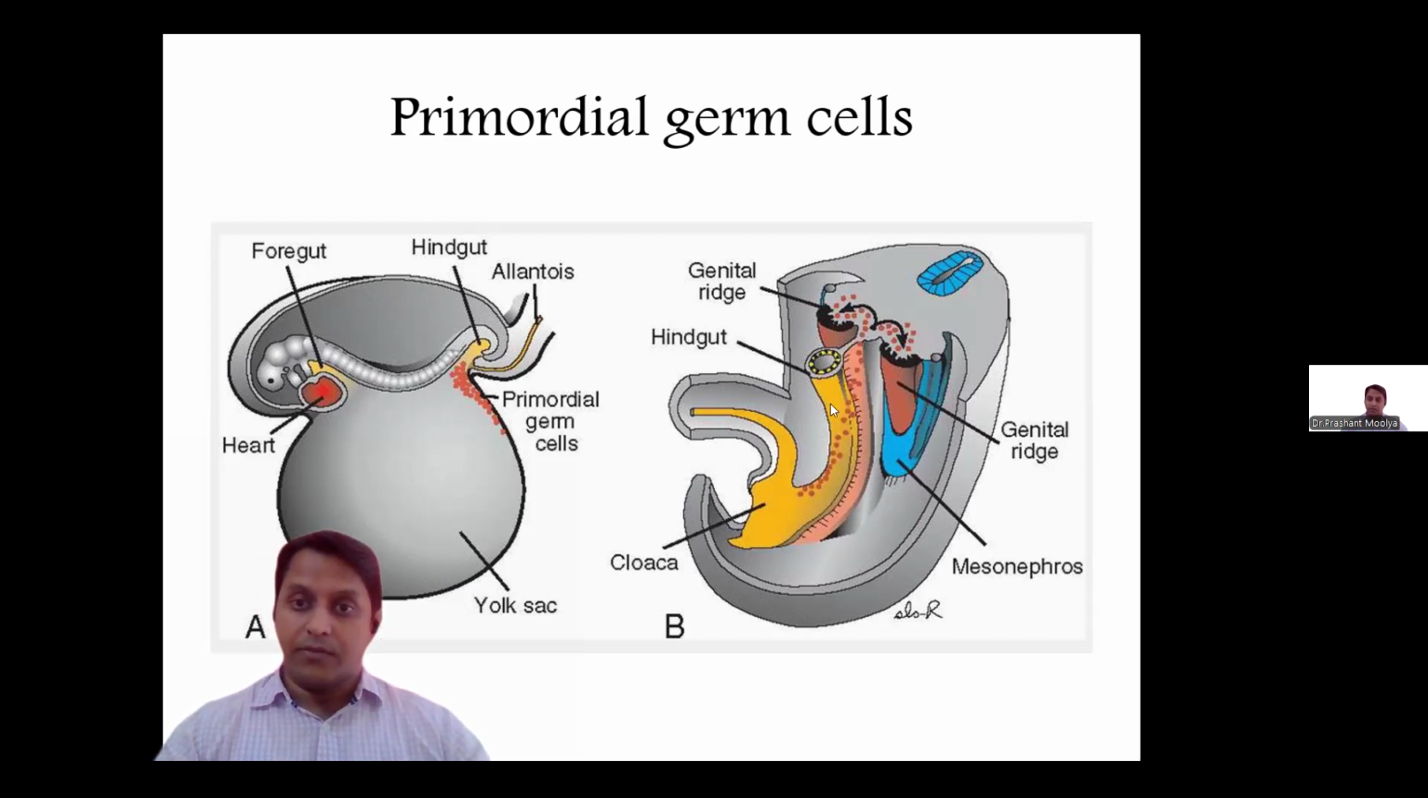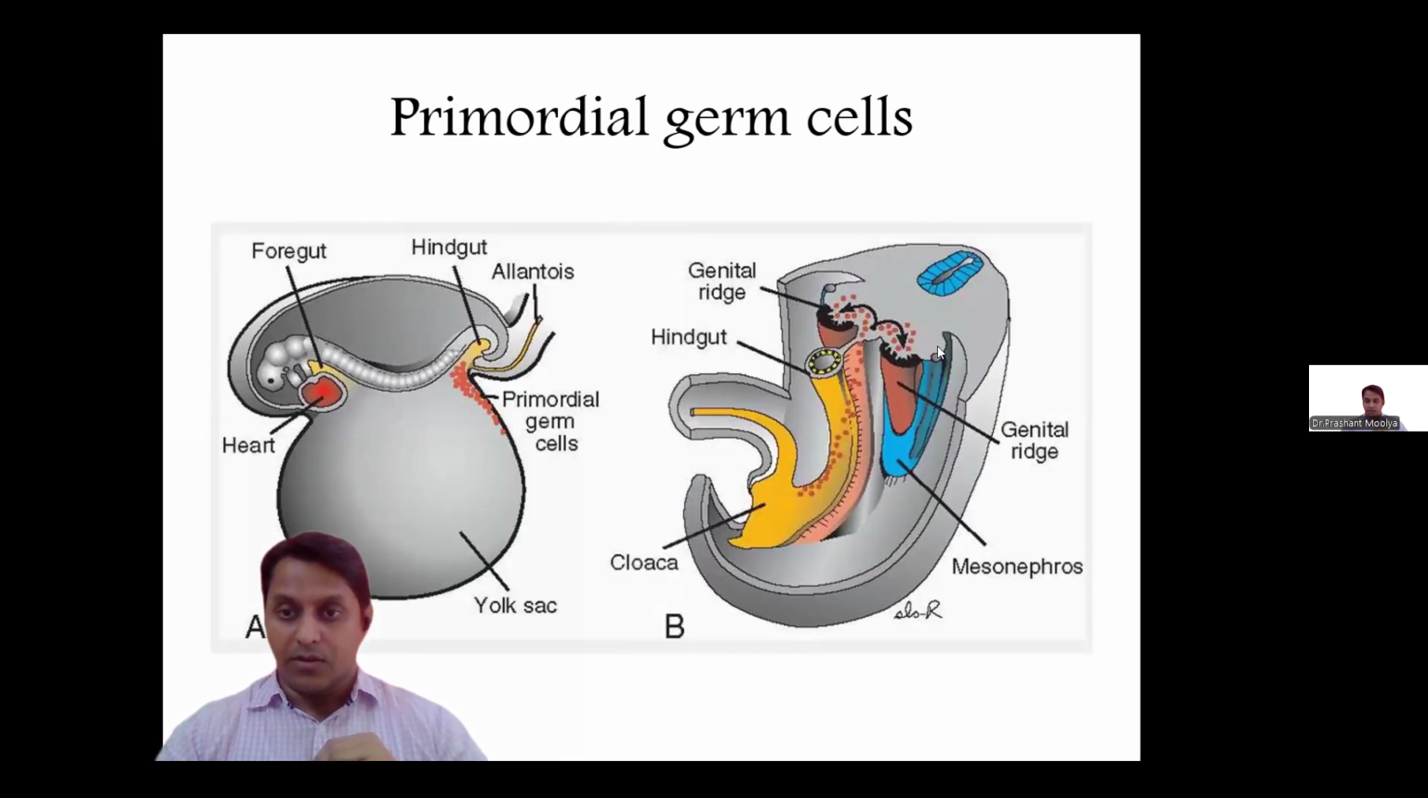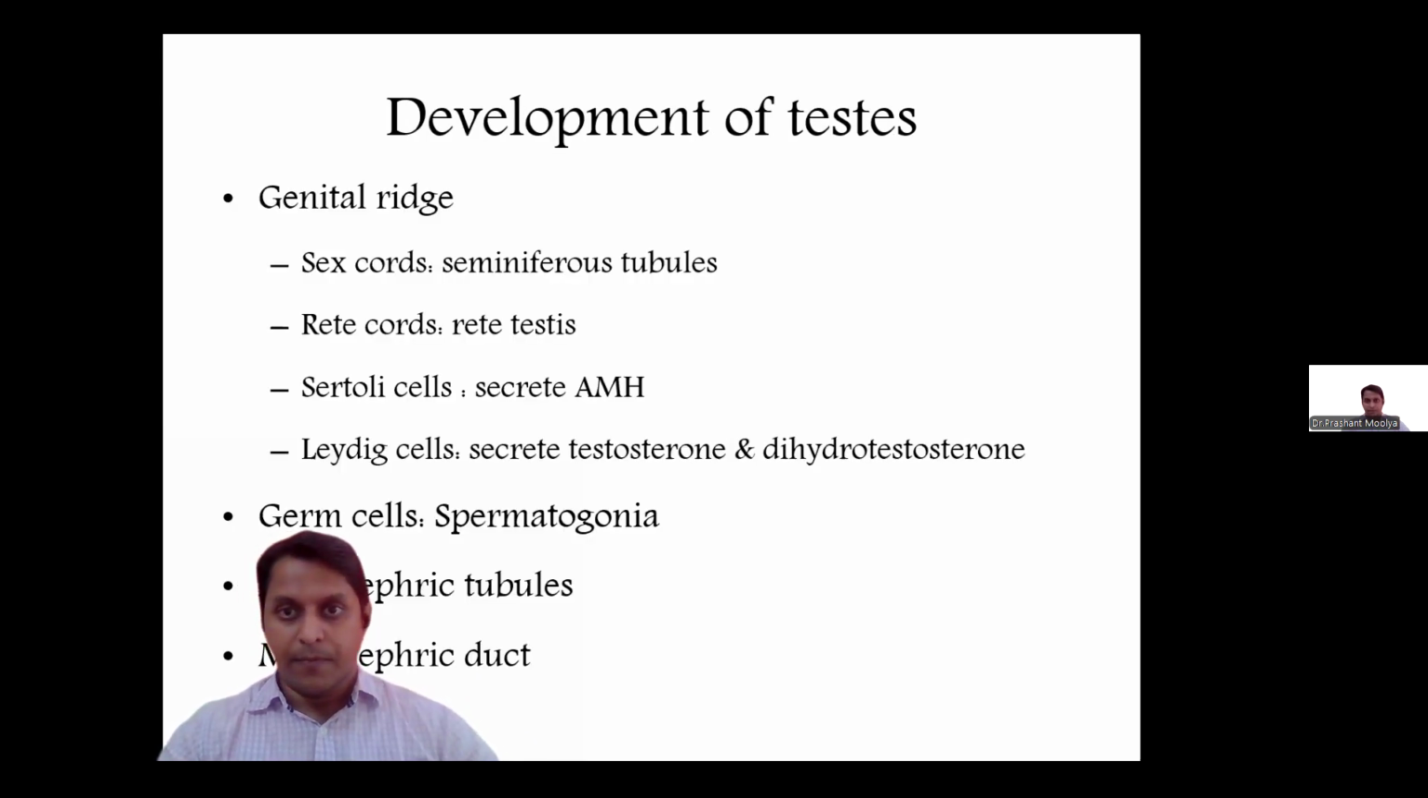So right from the third week, when they started differentiating, they reach here at around the fifth week, where they get incorporated within the cells of the genital ridge. Now this genital ridge, as I said, is on the medial side of the urogenital ridge. But where exactly? Not the complete extent, but the middle fourth of the urogenital ridge.